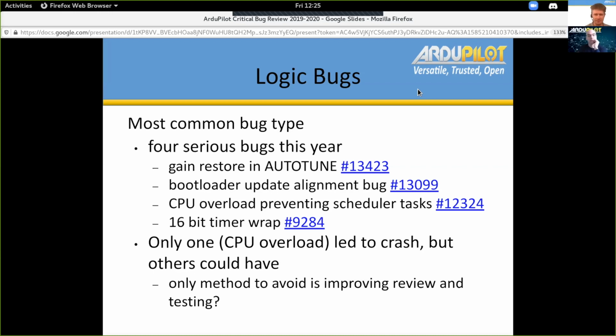Right. And the other one, sorry, just for completeness, the other one that didn't cause crashes but caused weird behavior was the EKF home thing, right? The EKF home altitude, EKF origin altitude being set to.